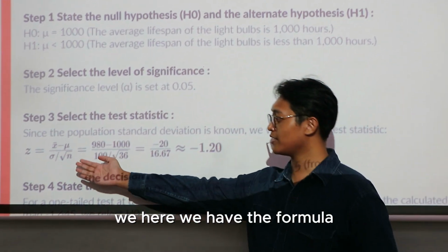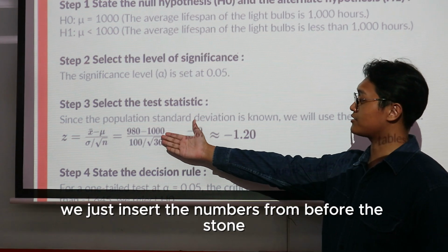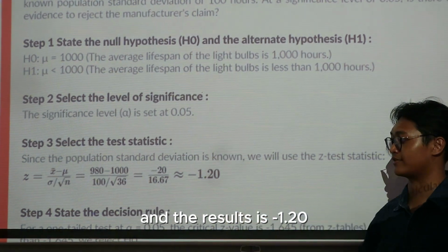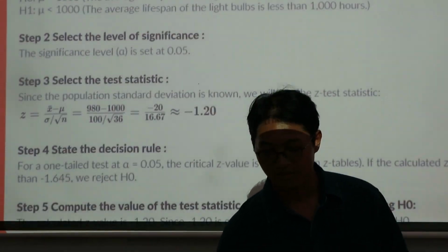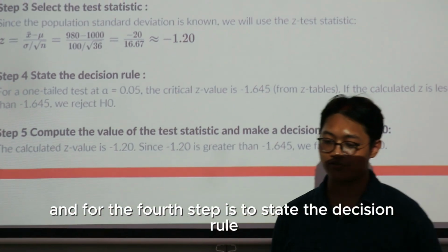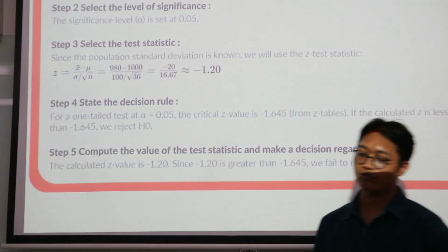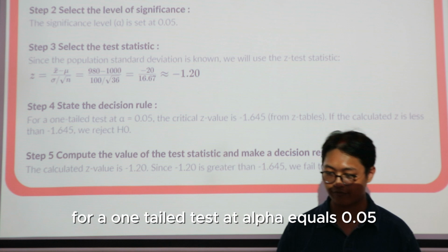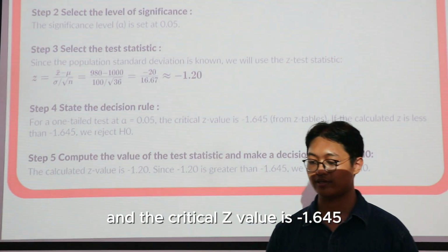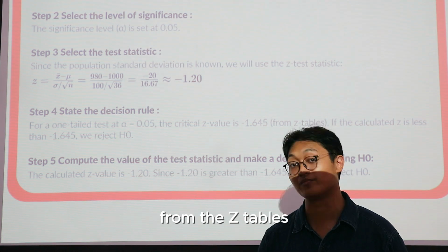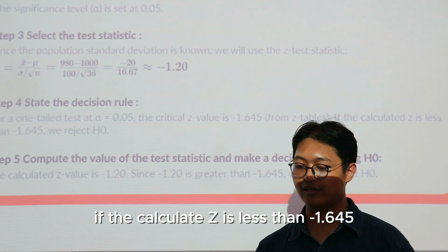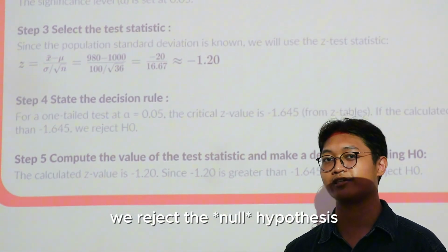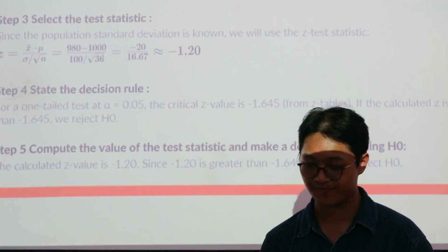Here we have the formula. We insert the numbers that are known, and the result is minus 1.20. The fourth step is to state the decision rule. For a one-tailed test at alpha equals 0.05, the critical z value is minus 1.645 from the z tables. If the calculated z is less than minus 1.645, we reject the null hypothesis.